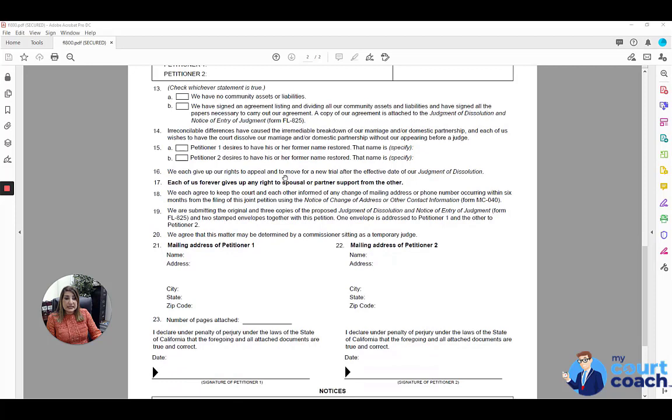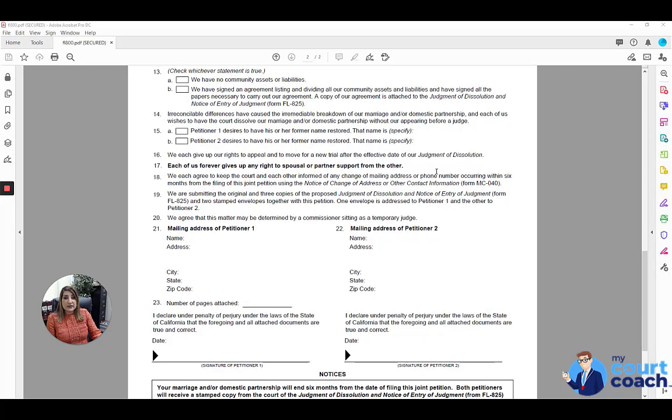Line 16 states that in filling out this joint petition for summary dissolution, you understand you're each giving up your rights to appeal and move for a new trial after the effective date of the judgment of dissolution. Line 17 indicates that you understand you both are forever giving up the right to ask for spousal or partner support from the other as a result of this judgment of dissolution.